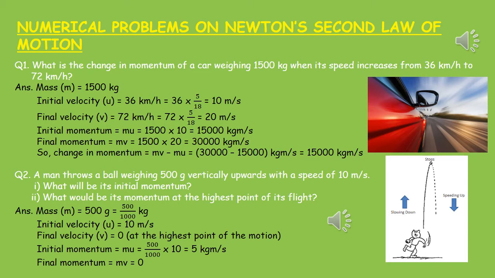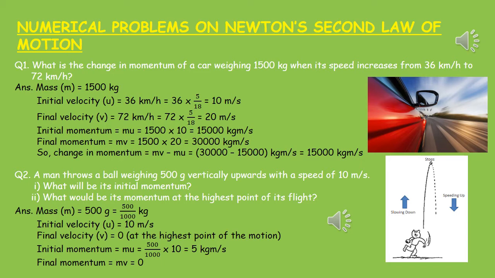Now we are moving to second sum. A man throws a ball weighing 500 grams vertically upwards with a speed of 10 meter per second. What will be its initial momentum and what would be its momentum at the highest point of its flight? This is actually a sum of free fall when the ball is moving upwards.